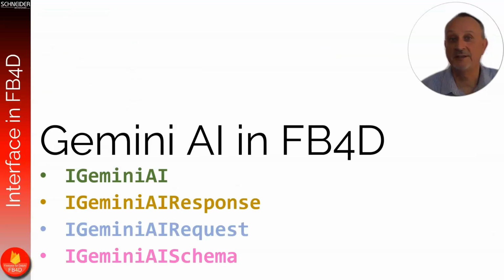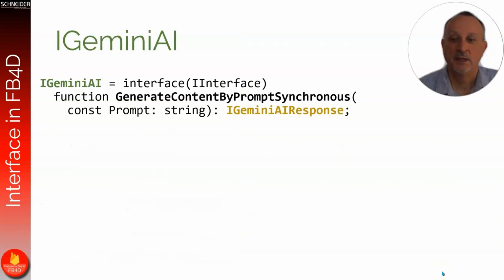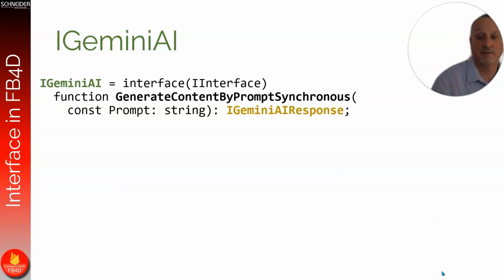We have already seen some code in the unit test, but now I would like to explain the most important interface classes. I begin with the central interface to control the Gemini AI. The first method, generate content by prompt, can be used for the simplest text-based requests. As a result, I get an interface of Gemini AI response, which I will show on the next slide.